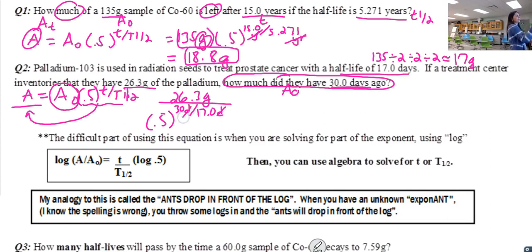Again, my days are going to cancel out. So go ahead and plug this into your calculator, and let's see if you get the same answer that I do. And did you get 89.4 grams? So A0 is 89.4 grams.